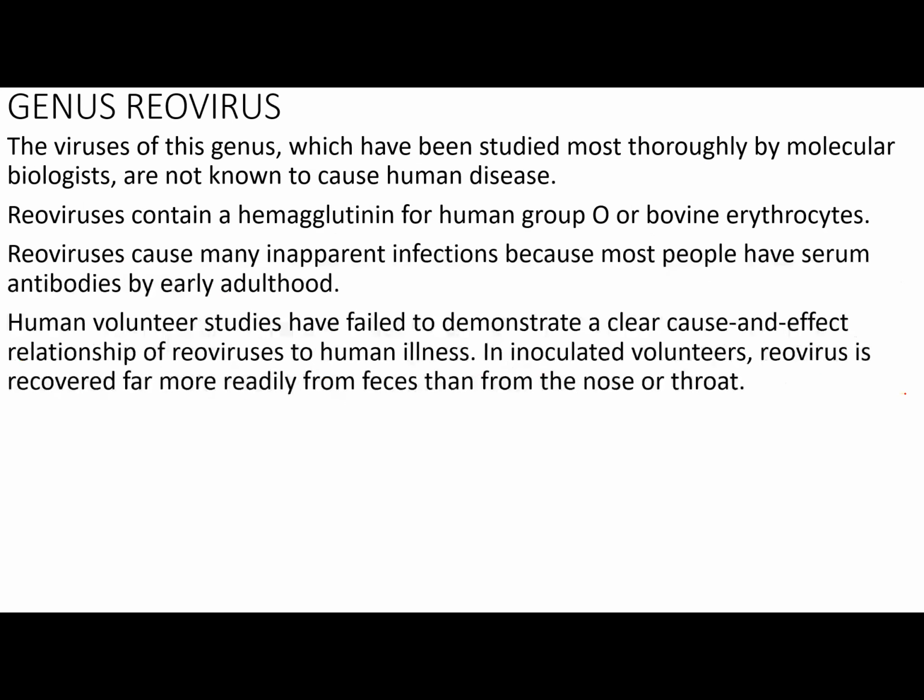Now let's go to the genus Rheovirus. So the viruses of this genus, class, which have been studied mostly by molecular biologists, are not known to cause human disease. Rheoviruses, class, would contain a hemagglutinin for human group O or bovine erythrocytes. Rheoviruses, class, would cause many inapparent infections because most people have serum antibodies by early adulthood. So it's mostly asymptomatic infections, class, whenever you encounter this. The reason, class, is by the time you reach early adulthood, you already have antibodies against it.